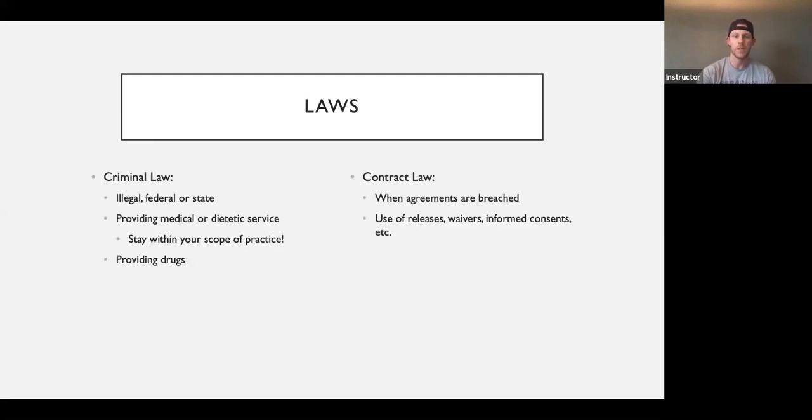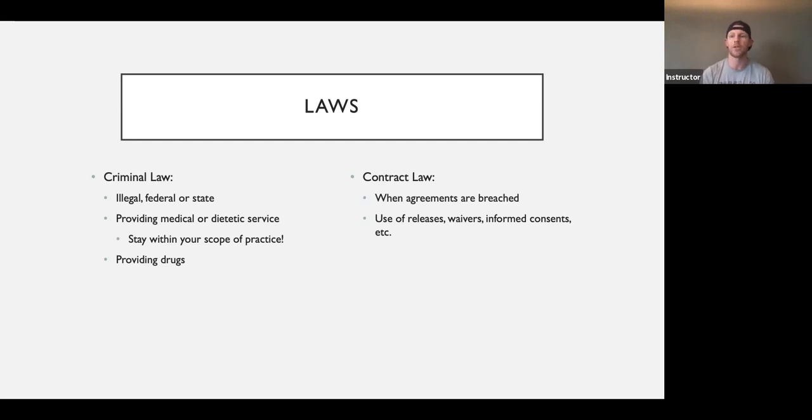A couple different laws, again, just to introduce you to this area. Criminal law. So again, this would be illegal, federal or state. Providing medical or dietetic advice. We talked about that with nutrition, right? You can't technically give dietetic services. You can make recommendations, but you can't be like, Phil, you're going to eat this, and you'll be healed. Because if it causes some type of issue, death, something worse, or I guess there's nothing worse than death, but health issues or anything like that, you could be held liable, right? Because it's not within your scope of practice.